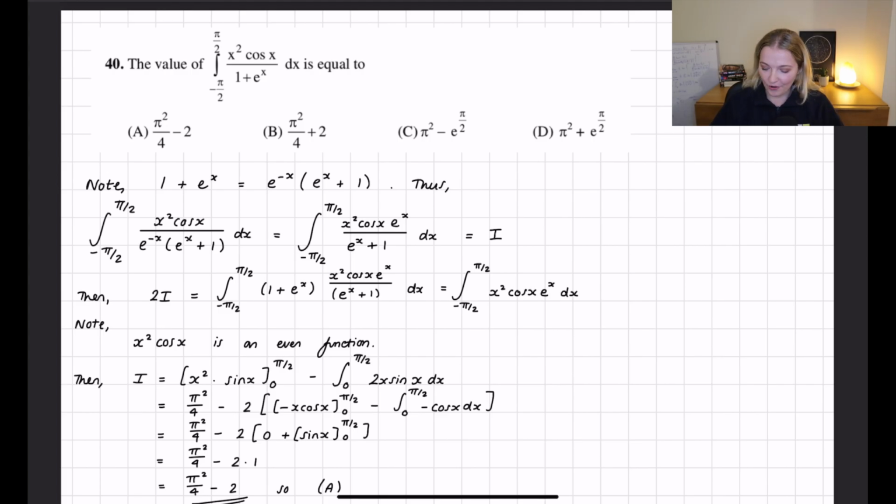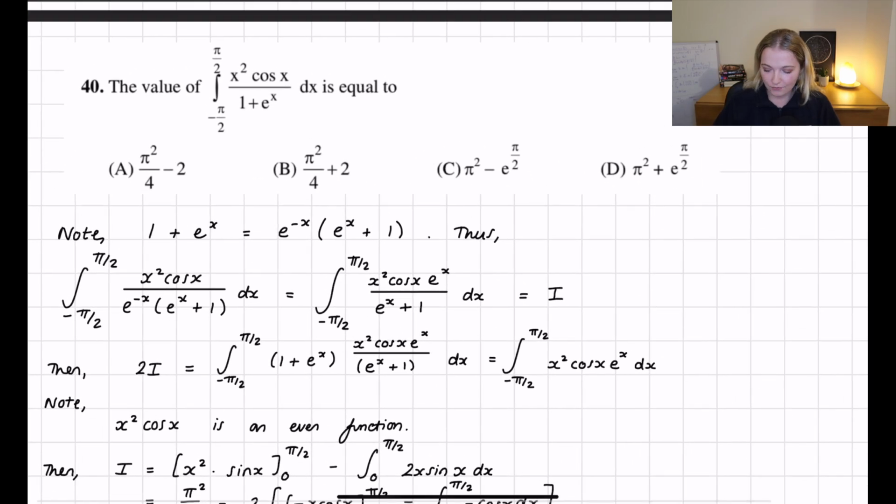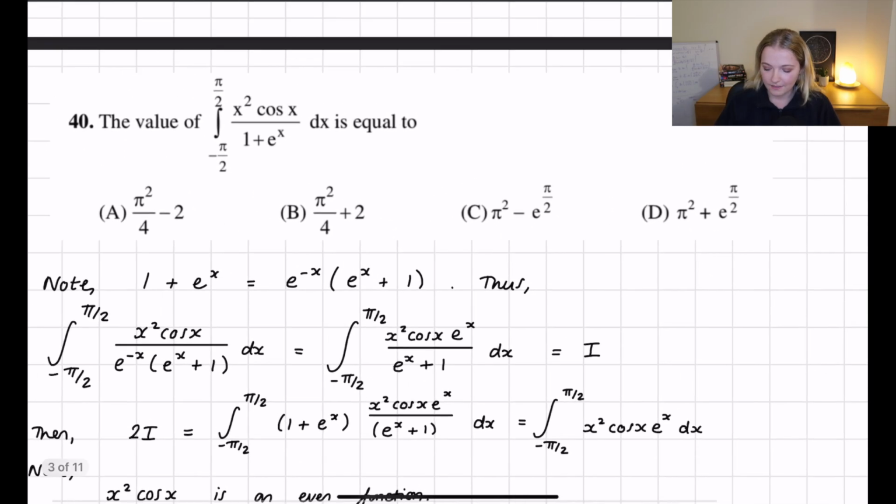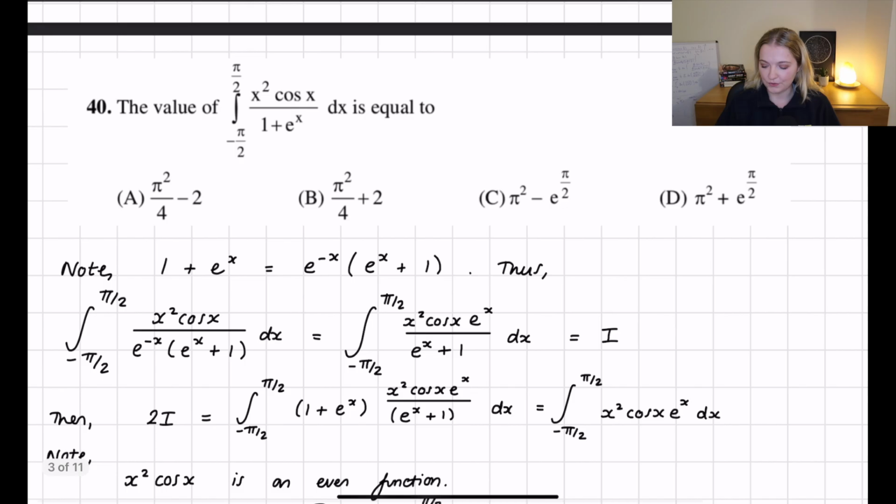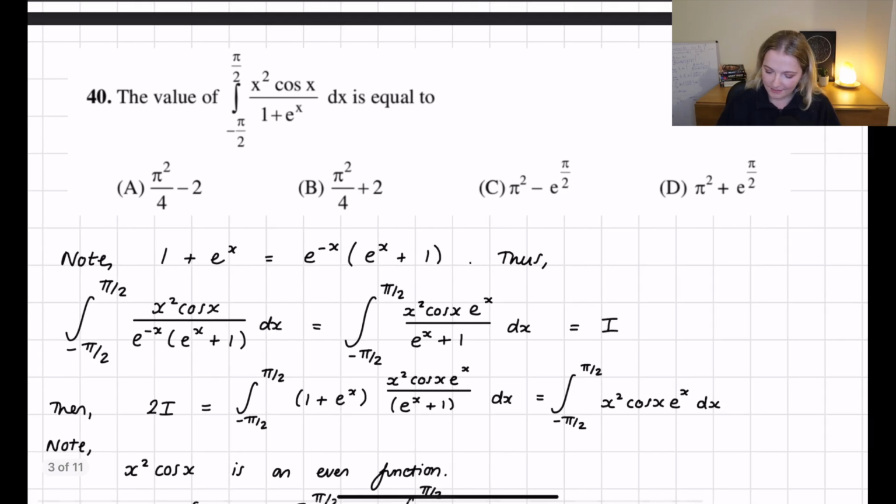Okay, right, question 4 I think we are on. And this was a really, really nice question. Yeah, I love my calculus. I love integrals. So the question says, the value of this integral here is equal to which one? So we need to calculate this integral.